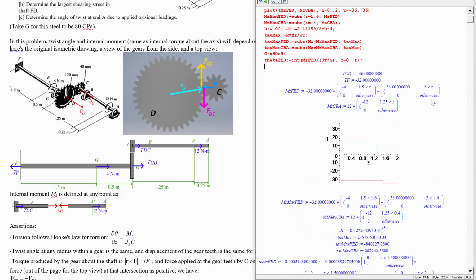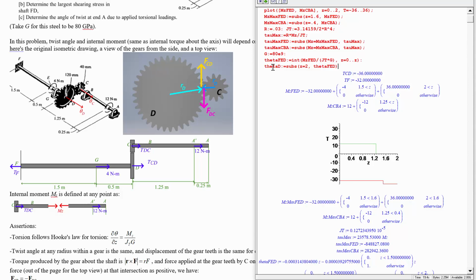But what we can do next is we can say theta CBA is equal to, first of all, the Z we would have gotten at the end of this is Z is equal to 2. So we can say that we're going to start with theta FED subs Z is equal to 2 into theta FED, and that'll be the starting twist angle. Oh, actually, this is a little bit more complicated. Let's work this out. This is theta D, right? So theta D is equal to this thing.